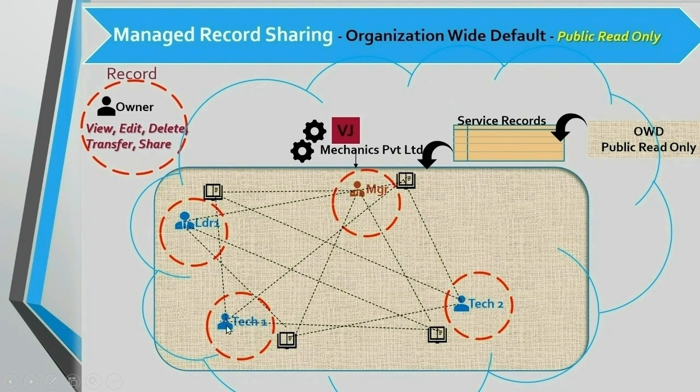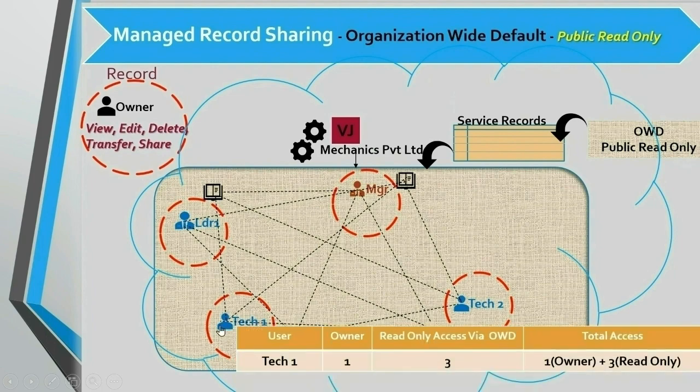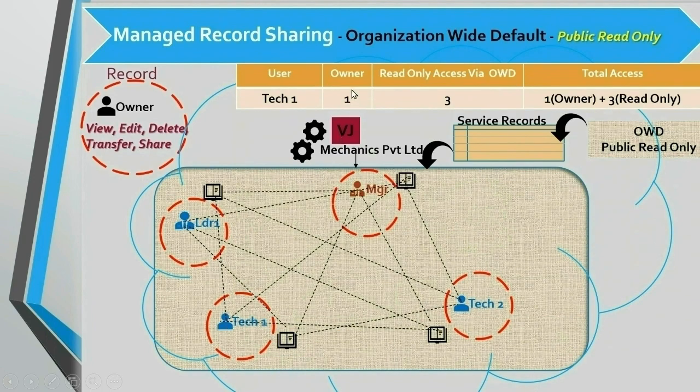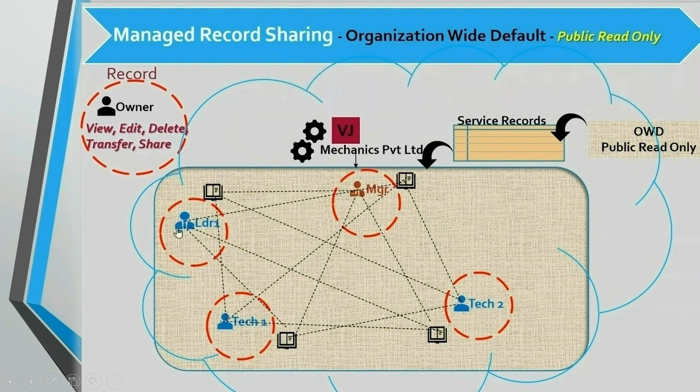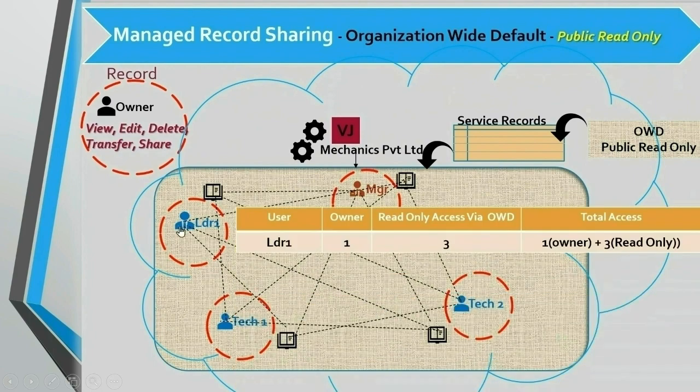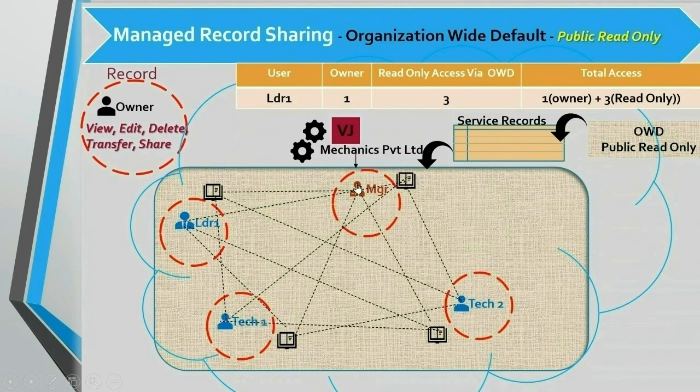Now let's check the Tech1 user's record access. He would be having one record as owner and 3 read-only records that were created by other users. In the same way, Tech2 user will have one record as owner and 3 as read-only. Same applies to LDR1 and MGR. MGR has one record as owner and 3 other records with read-only permission.